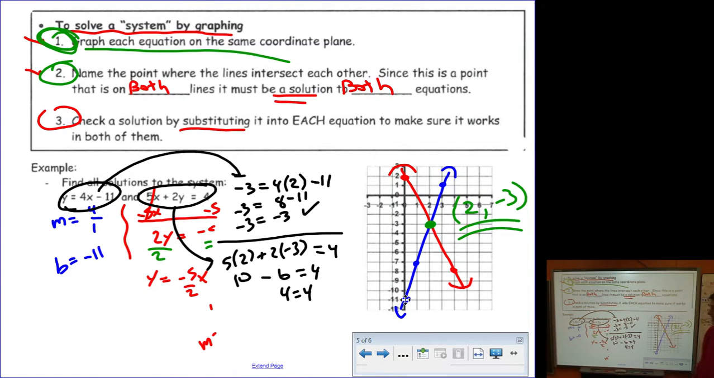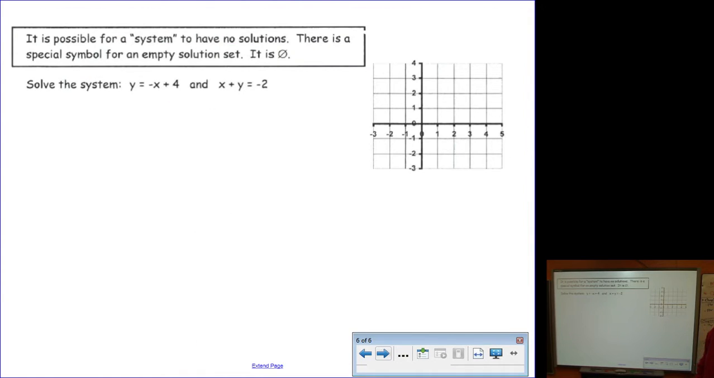That is your goal. Your goal is to find an ordered pair that works for both equations. And we're doing it by graphing. I have one more thing to show you, and it is this. It is possible for a system to have no solutions. We have a special symbol for no solutions. It looks like this. I think we covered that back in chapter 2 also.